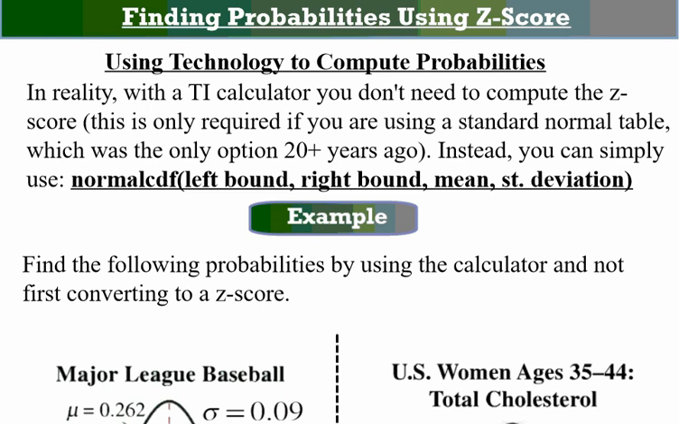There is a little bit of an unnecessary step that we've been taking. When this was invented and going to standard normals, we had to convert to a z-score because we only had normal tables. We couldn't have tables for all these different means and standard deviations. So we converted it to a z-score and then used z-tables. But in reality, with computers and calculators, we really don't need to convert to a z-score. This was only required when we were using standard normal tables, which was the only option 20 plus years ago. So instead, we can simply use normal CDF, left bound, right bound, and then state the actual mean and the actual standard deviation. So we're going to do 2 quick examples of that.